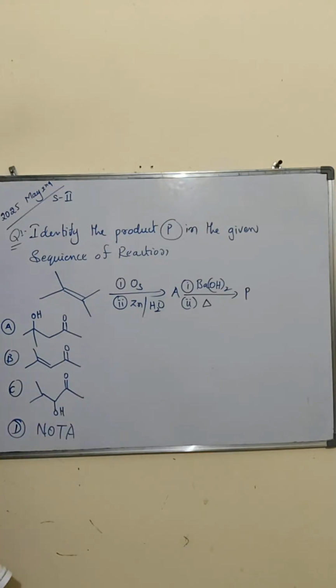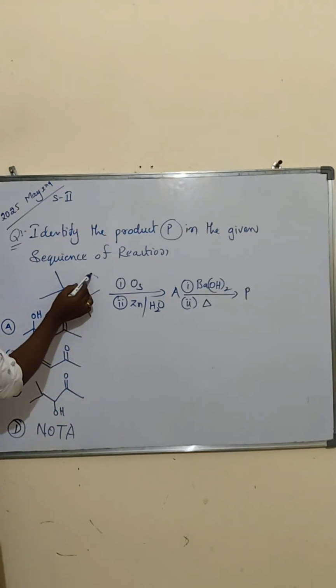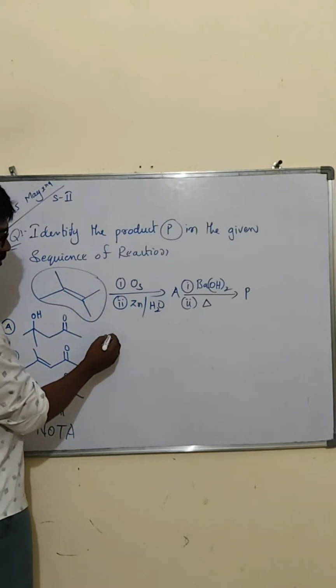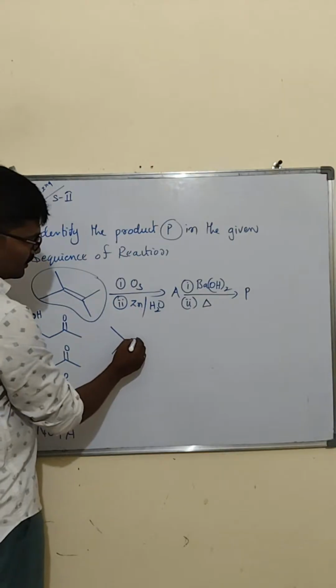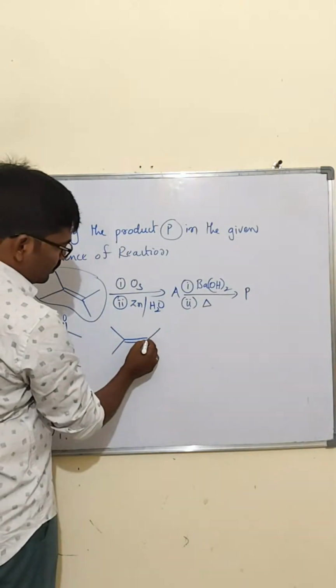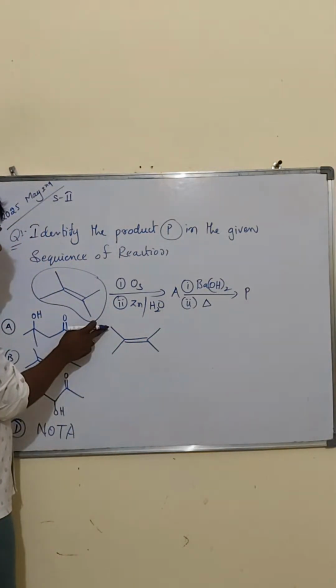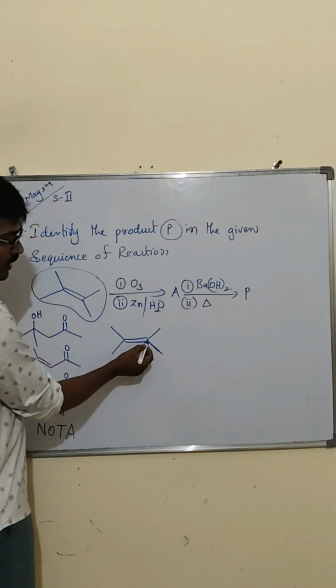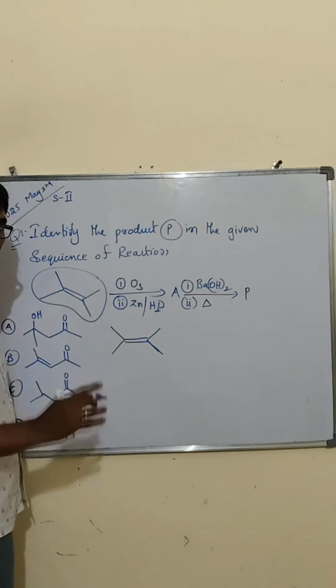Observe the question carefully. So first, what is this? An alkene, right? Say a double bond, then a double bond, like this. So here a methyl group, here a methyl group, and even here a methyl group, here a methyl group. In between these two carbon atoms, a double bond is there.